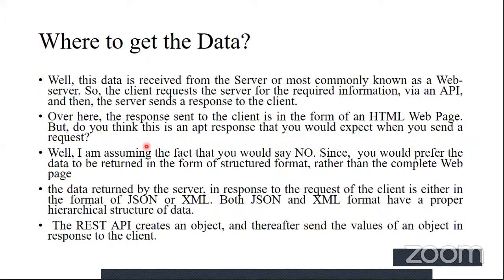When you come to the API, mostly the data is received with the help of a server, which we call a web server. The client will request the server for the information. So as a client, you request the information, and when you request it, my server will give you the response back. This is how the data is exchanged.